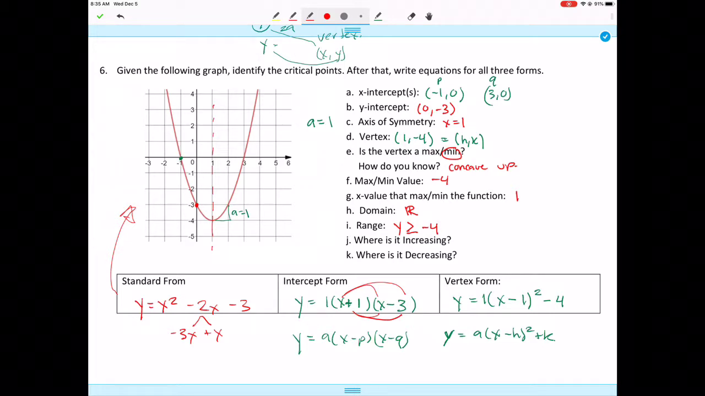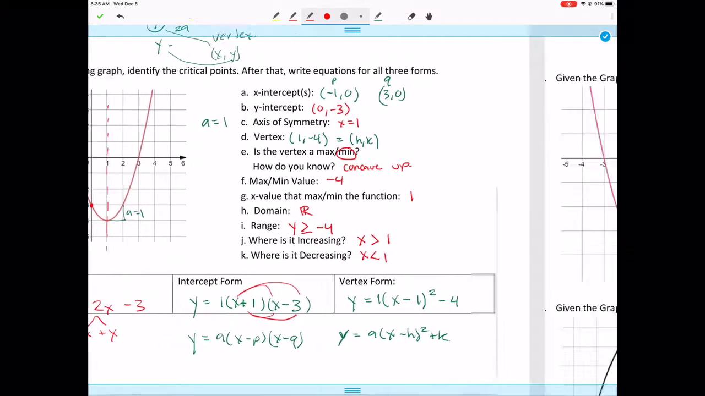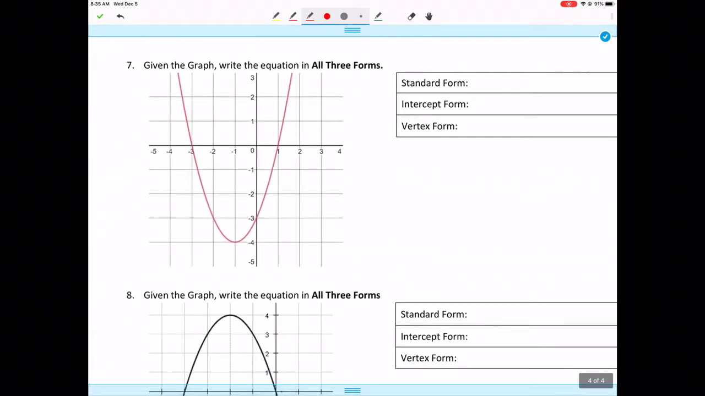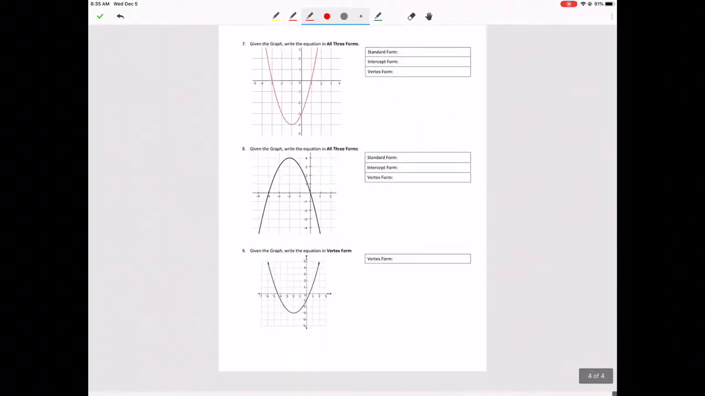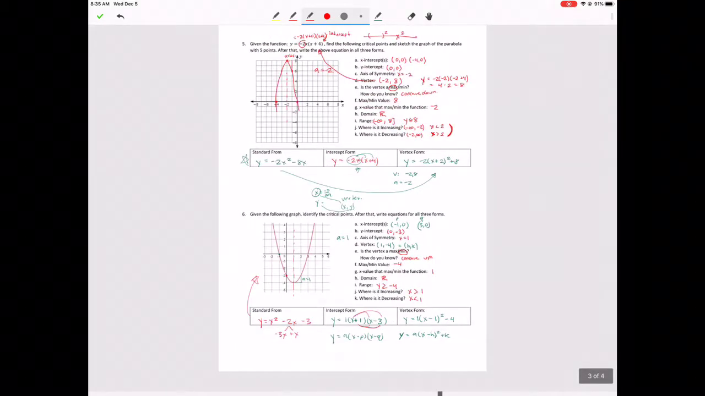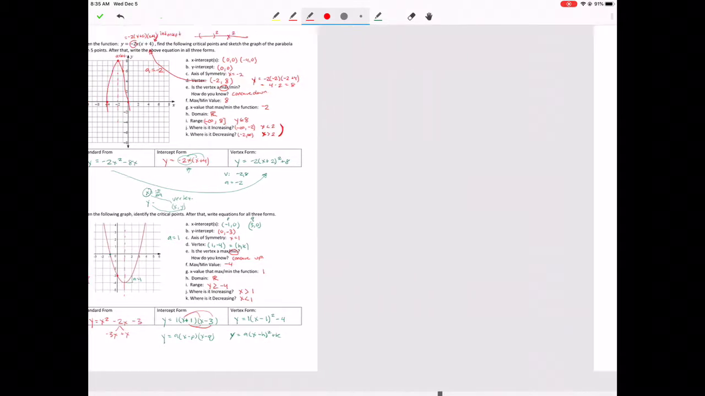Where is it increasing? It is increasing for all x values greater than 1, and it's decreasing for all x values less than 1. Okay? All right, and then all we have left is 7, 8, and 9, which is the same thing as we did in C, except we don't have to write down all of the A through K values.